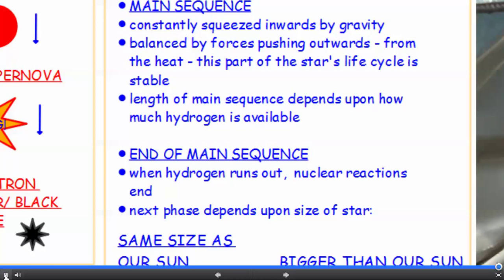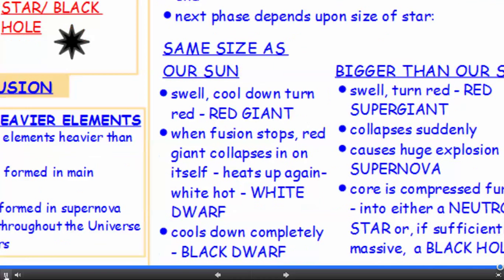Now, when the hydrogen runs out, then all those nuclear reactions end. And the next phase depends upon the size of the star. If the star's the same size as our Sun, then it'll swell, it'll cool down, and it'll turn red. It's now known as a red giant.